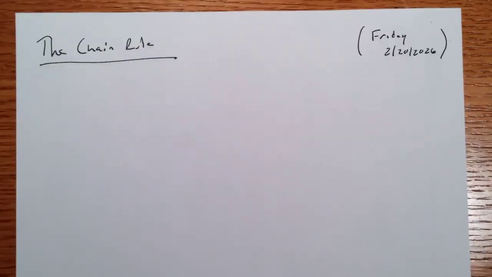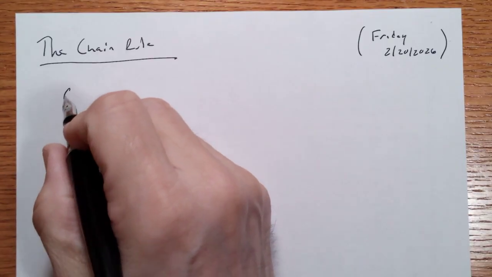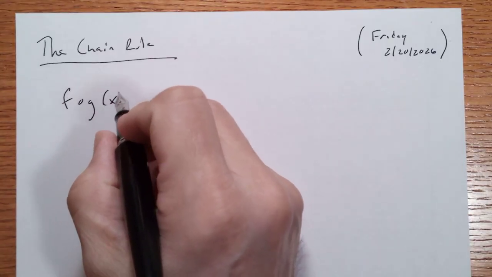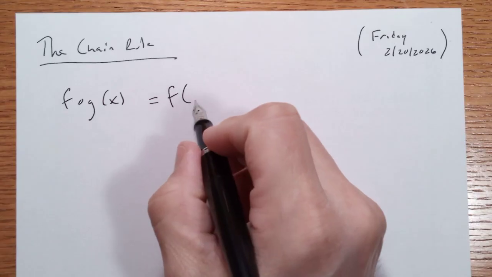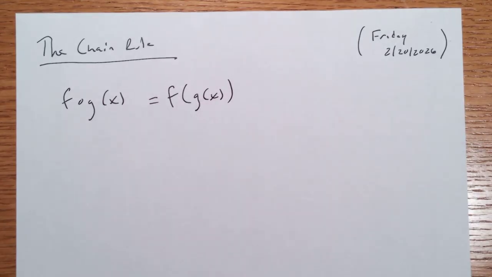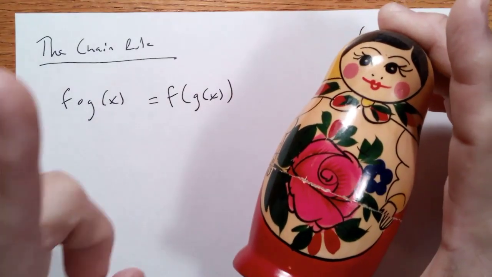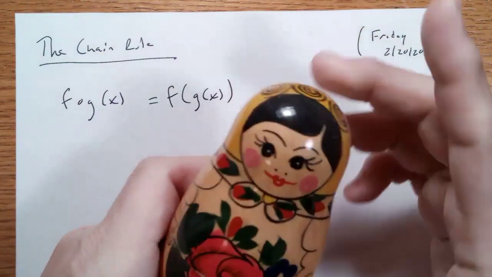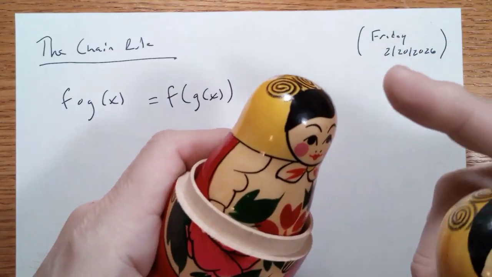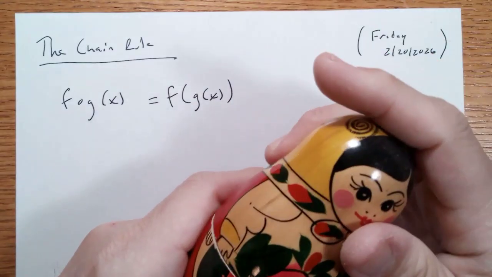So today I want to talk about the chain rule. Chain rule deals with composite functions, where we have one function inside another. My favorite image for this is this. I have an outside function, but I also have an inside function.